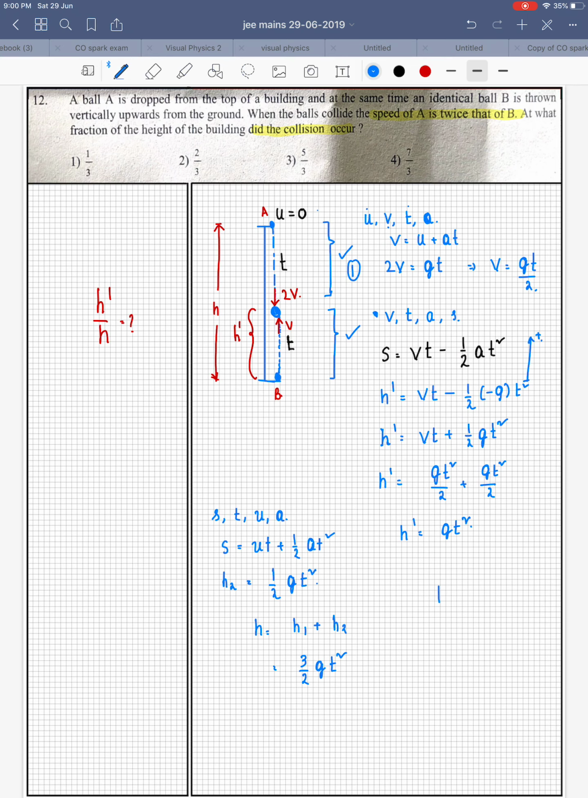So if in the question he meant to ask h dash by h, you get h dash is gt square by h is 3 by 2 gt square. So you get 2 by 3. So the answer is 2 by 3. Thank you.